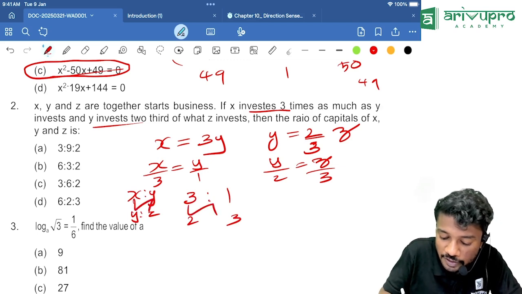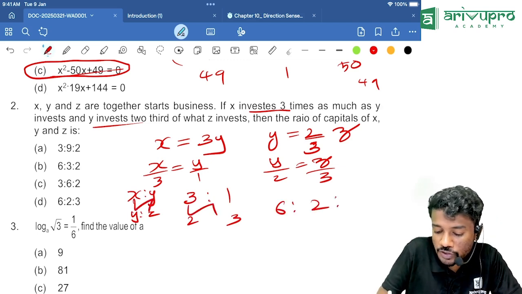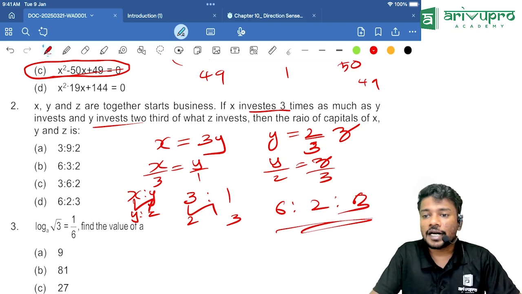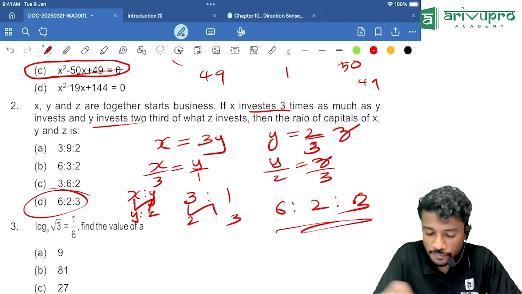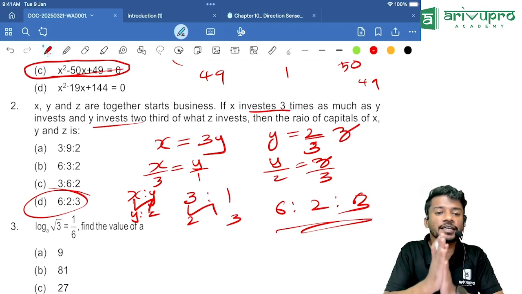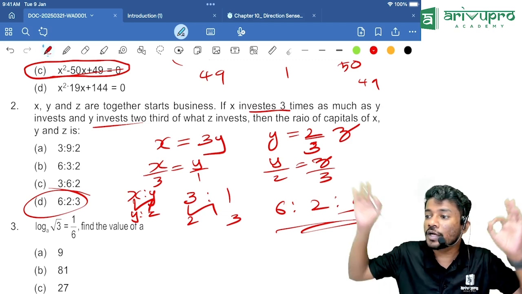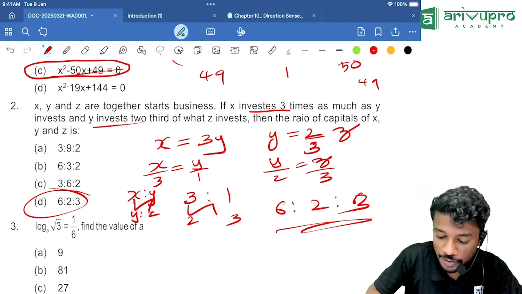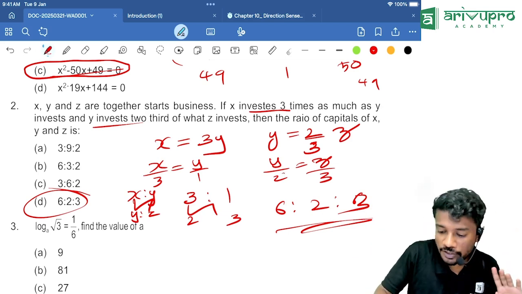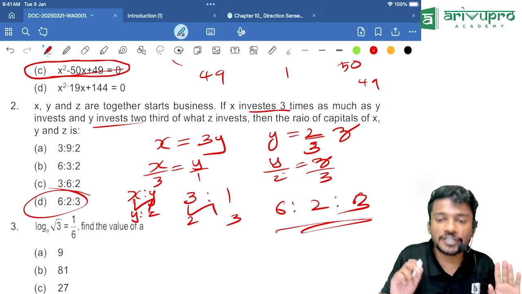So how will you find it? So 6 is to 2 is to 3. Easier? Did you get the point? Why did we do it this way? Always remember, max by 40 is to LR by 20 is to stats by 40. Always keep that in mind. Then you will understand, 2 means that is the y value, 3 means that is the z value. Likewise, you will get to know.